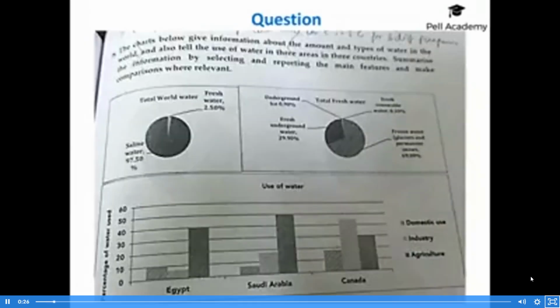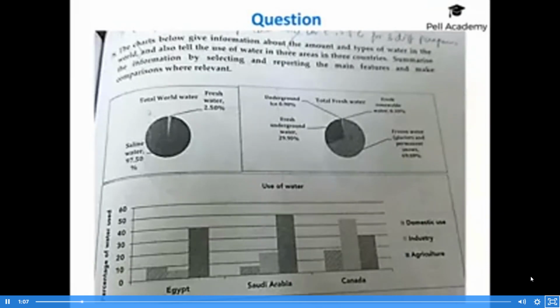This question was sent to me by a student, and I understand the picture quality isn't fantastic, but there's enough here for us to see what we need to do. So I'll just read it out loud in case some of you cannot read it. The question statement up here: the charts below give information about the amount and types of water in the world, and also tell the use of water in 3 areas in 3 countries. Summarize the information by selecting and reporting the main features and make comparisons where relevant.